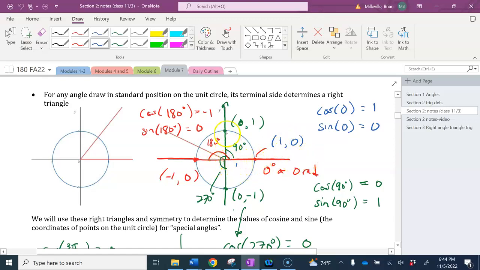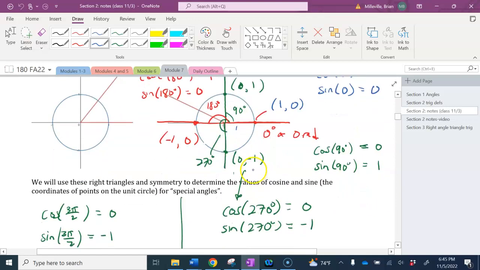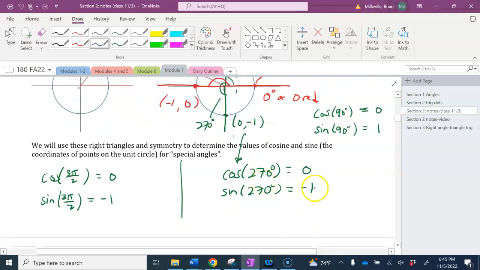If we draw the 90-degree angle, the terminal side of that angle intersects the unit circle at the point (0, 1). So cosine of 90 degrees is 0, sine is 1. Similar for 180, we'll skip over that. If we go to 270, drawn in green, three-quarters of a revolution, the terminal side intersects the unit circle at the point (0, -1). So cosine of 270 is 0, and sine of 270 is -1.